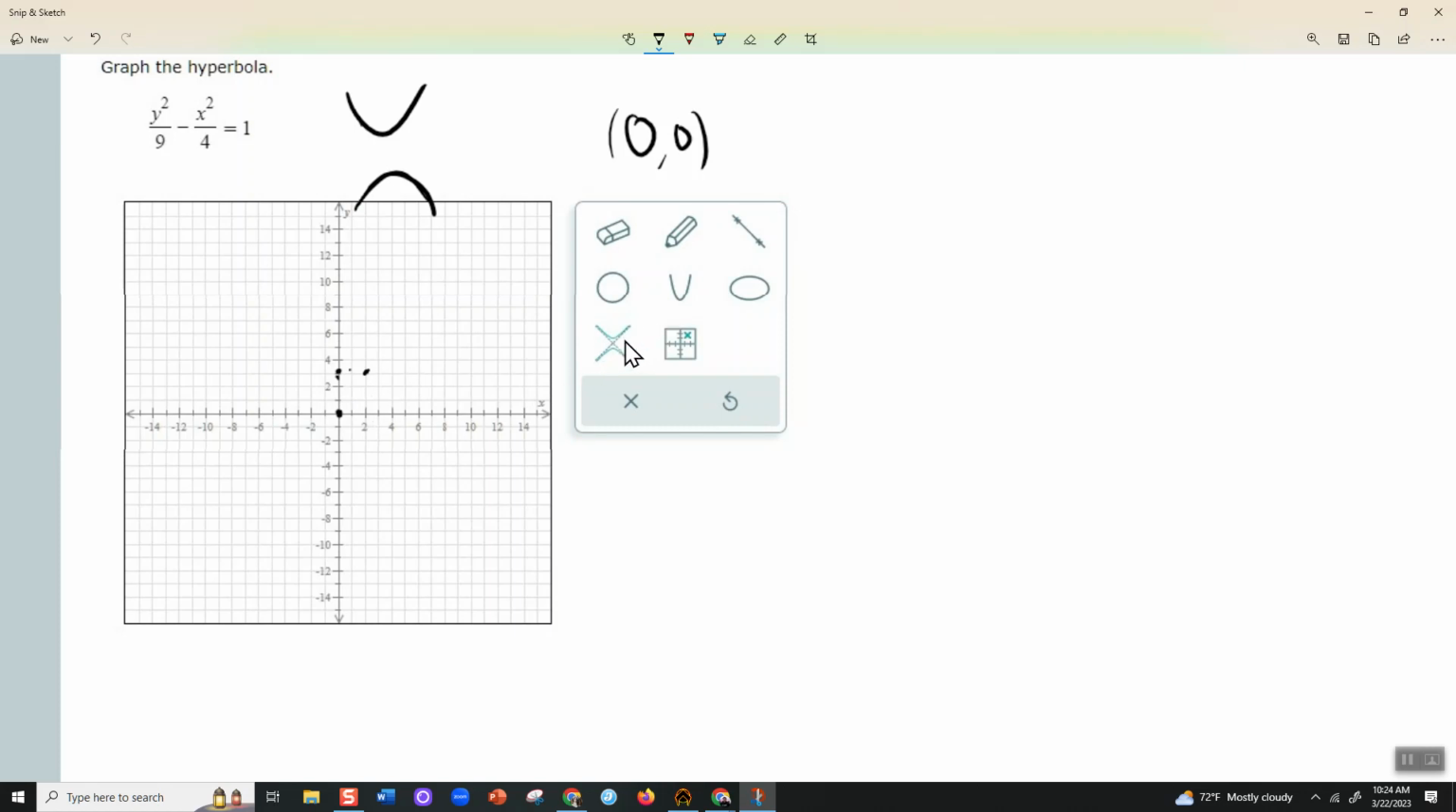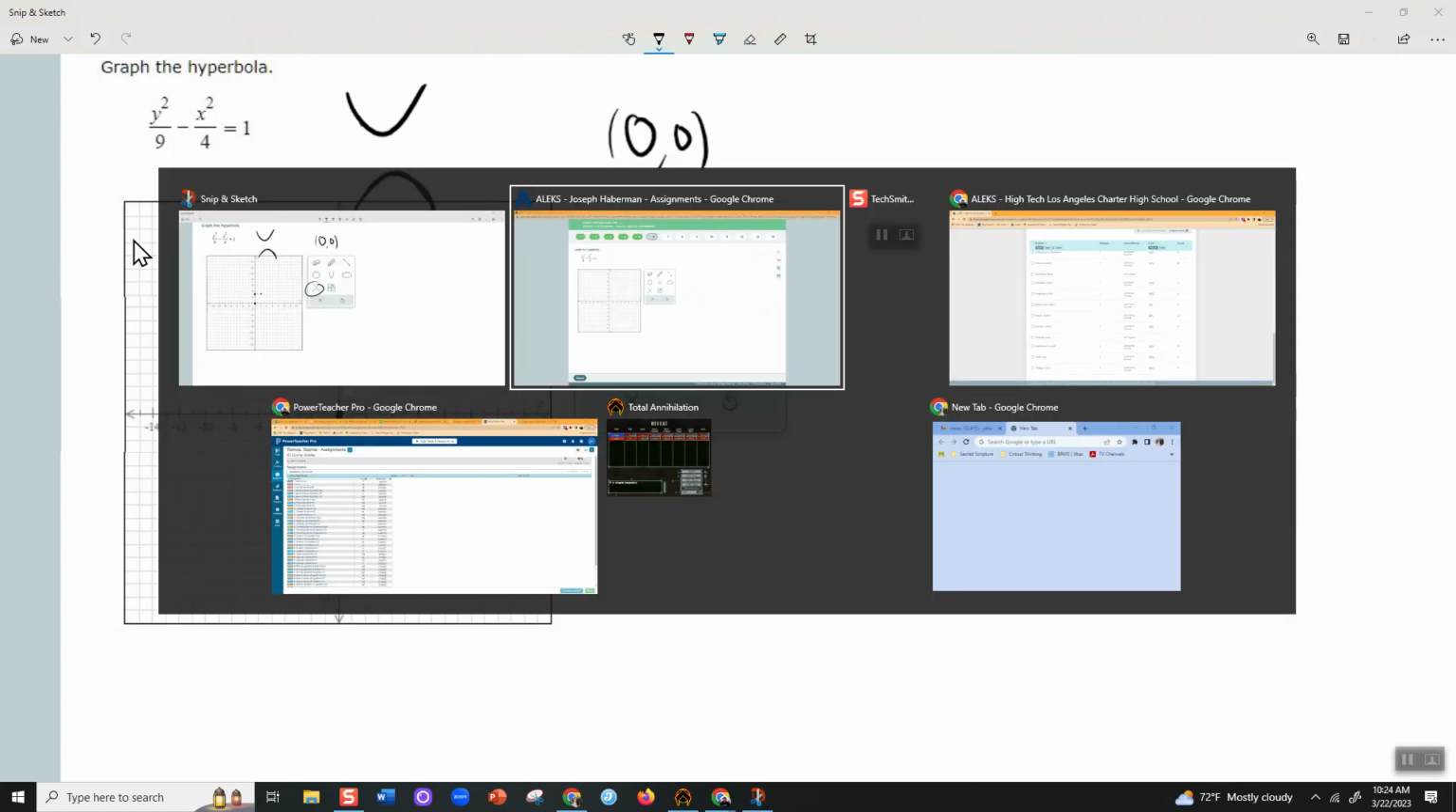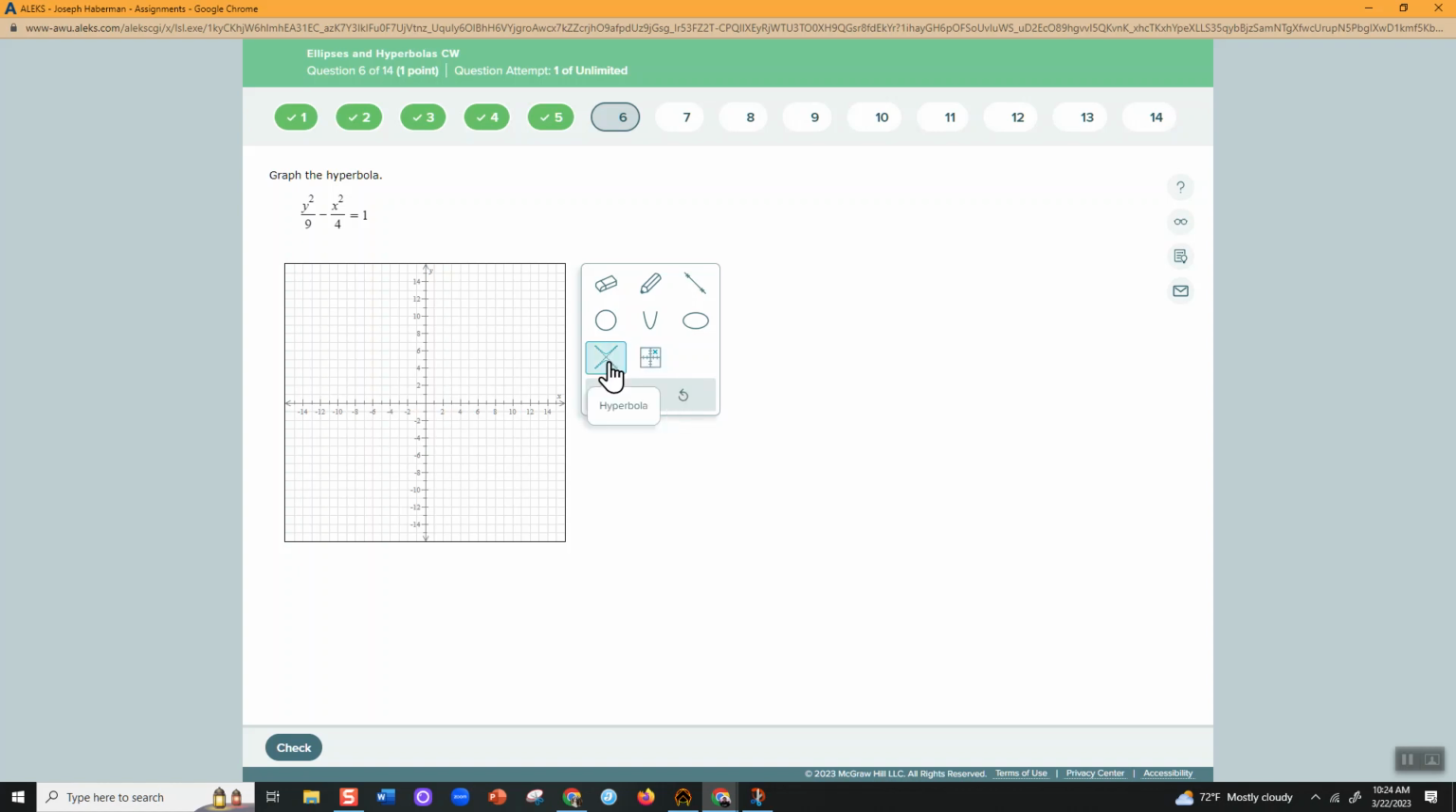So I'm going to use the hyperbola tool here. I'm just going to place my center at 0, 0. From there, I'm going to set my next point at 3. And then from there, I'm going to go over 2. Alex kind of makes it easy on you. It doesn't seem easy, but it could be a lot worse without Alex. Okay. So there's my center there. I'm going to go up 1, 2, 3. There's my vertex.